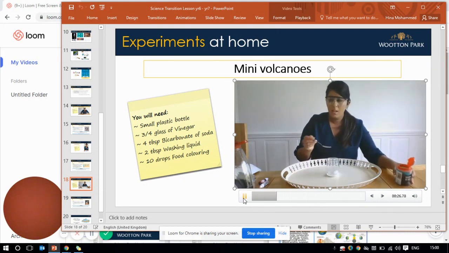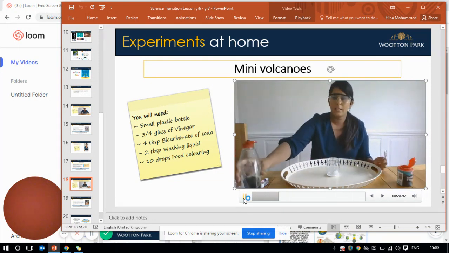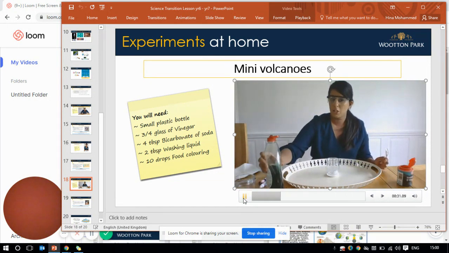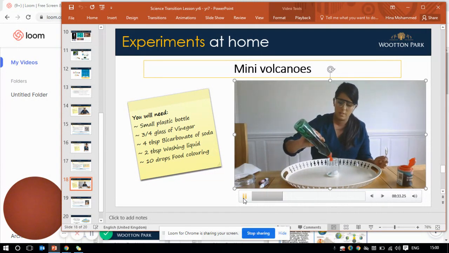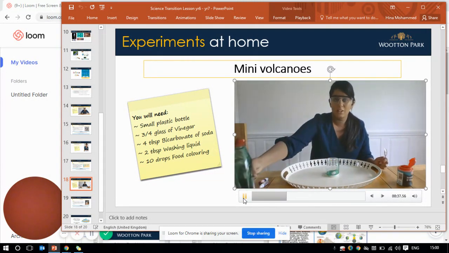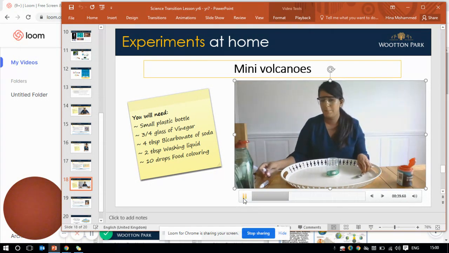Okay. And once you've got that, you can add your washing liquid. Now, I didn't measure this. I can just give 2 big squirts, more than enough. And then you can make sure that you mix it very carefully. The next step is to add in some food colouring.